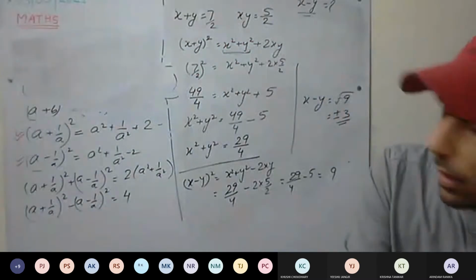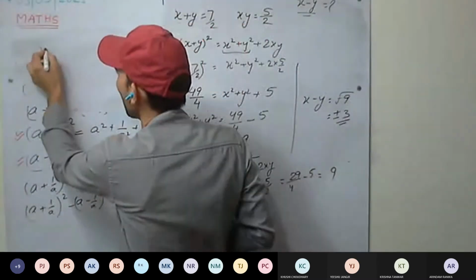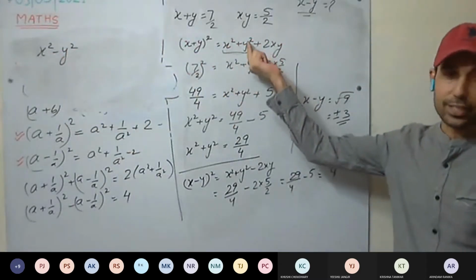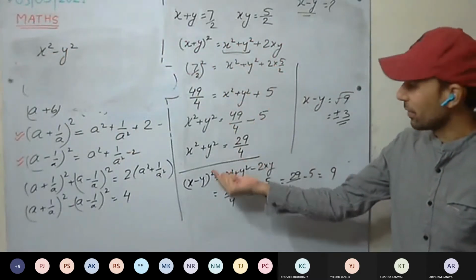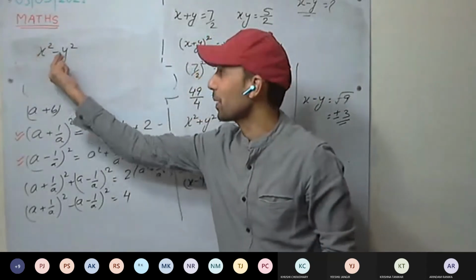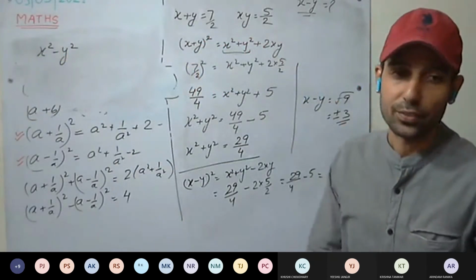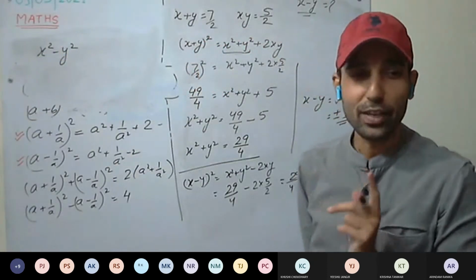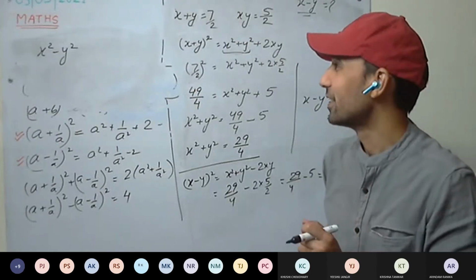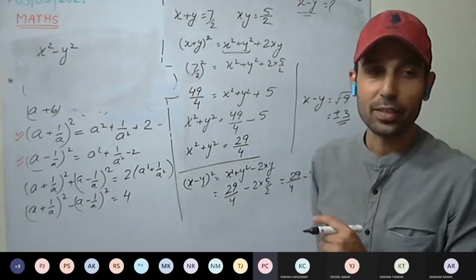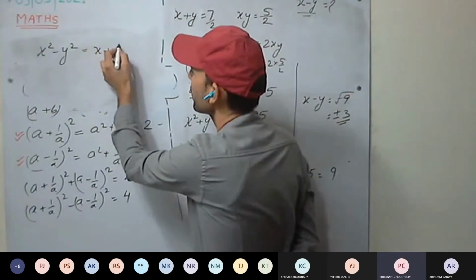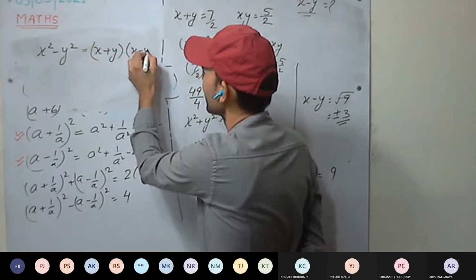Okay. How to get the value of x square minus y square? X square plus y square, we can get the values. We have calculated here. But how to calculate its value? Here it is minus. X square minus y square. Do you remember one identity? Very important identity. We love that identity. X plus y, x minus y. Yes. This is the most loved identity.